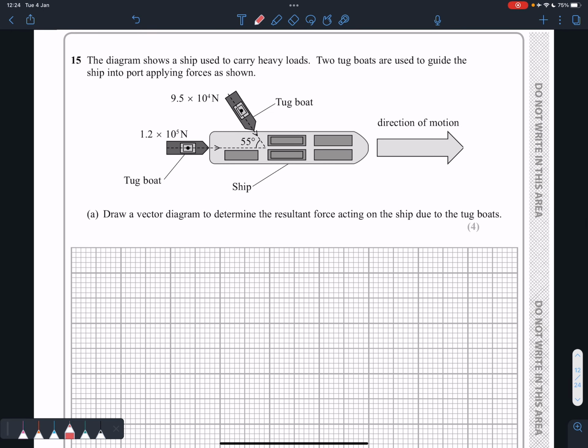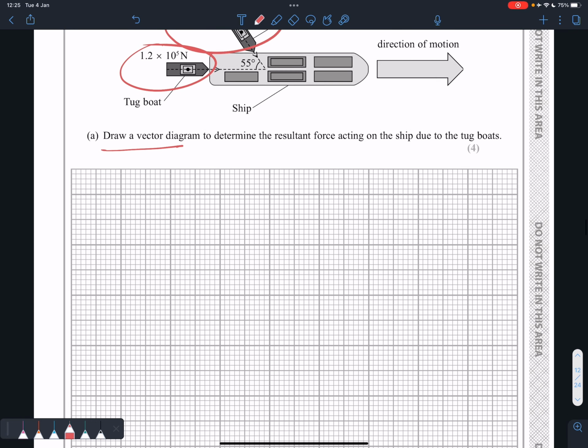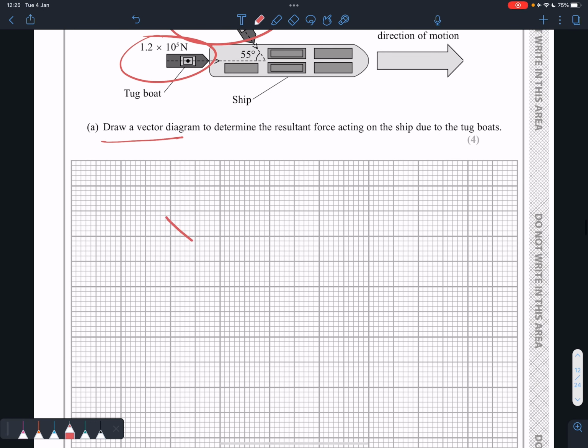This question 15. Okay, so that's a vector addition question. You should be able to do that just by drawing. Draw a vector diagram to determine the resultant force. Great. Okay, so you put the right lengths in, 9.5 times 10 to the 4 and 1.2 times 10 to the 5, and you put the right angles in, and then you work out very briefly. If you've got this like this, and you've got the other one like this, so these are the two forces.